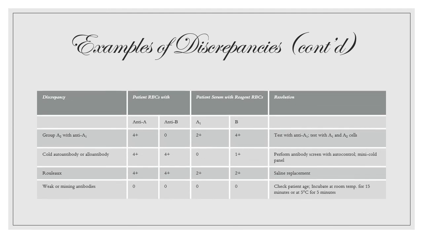Group A2 with anti-A1. So A2, there you go, 4 plus. Here's the questionable reaction. Test with anti-A1. Cold autoantibody or alloantibody, 4 plus, 4 plus, 1 plus. Perform an antibody screen with auto control or a mini cell panel to see what's underneath. Rouleau, saline replacement. Everything's agglutinating, but the 2 plus reactions are the questionable ones. Weak or missing antibodies, check the patient age. You have nothing here, something should happen. Incubate at room temperature for 15 minutes or at 5 degrees Celsius and see if you get any stronger reactions.